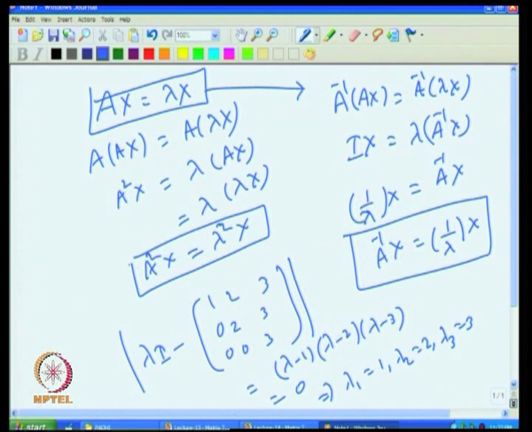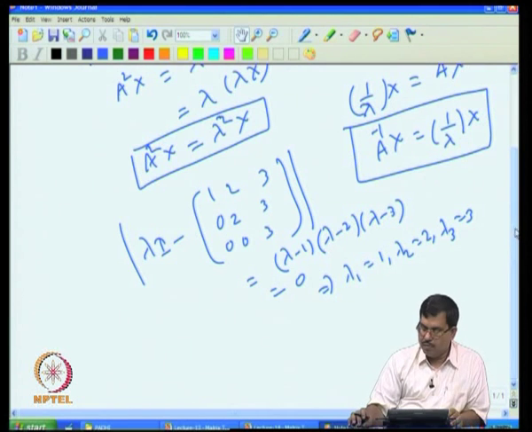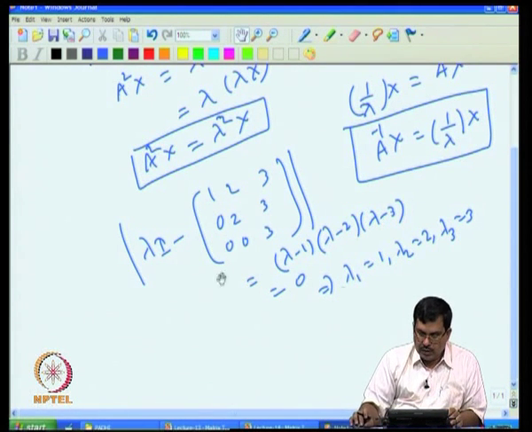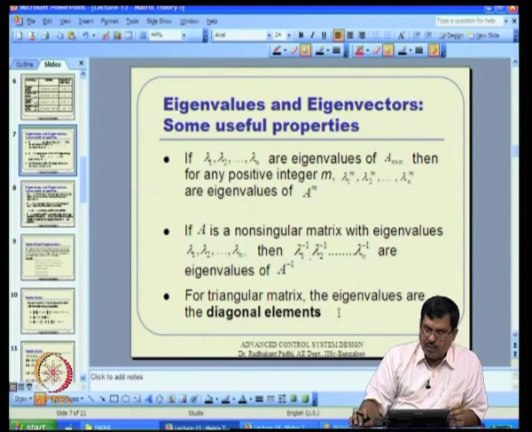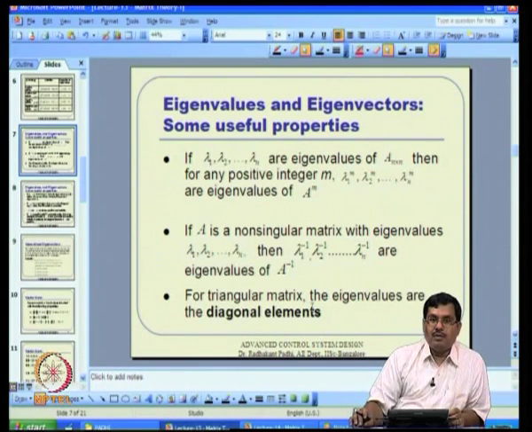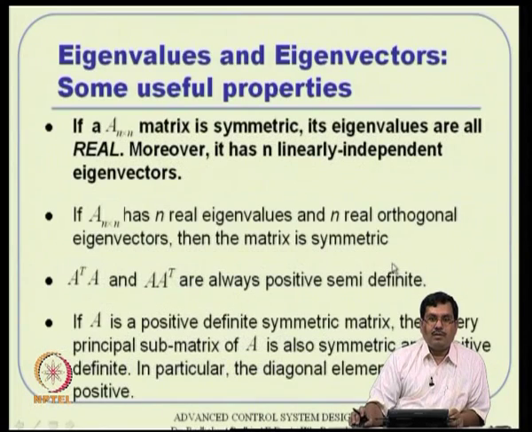In the characteristic equation, only the diagonal elements will pop up, other things will not appear. That is why, for a triangular matrix, the eigenvalues are the diagonal elements. And it is very clear that a diagonal matrix is also a triangular matrix, and hence for a diagonal matrix the eigenvalues are nothing but the diagonal elements.